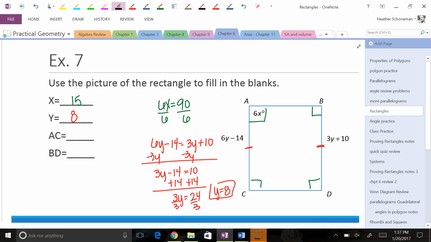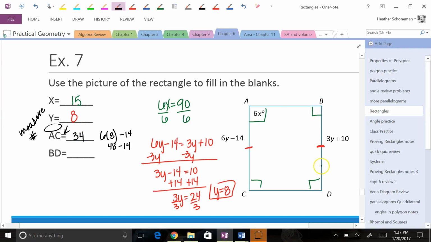Okay, but this is asking for more information. There's no bar and there's an equal sign, so they want the measure, or they want a number for the length of AC. Well, AC is this one over here, so I'm going to plug it in. So I'm going to take 6 times my y, which is 8, minus 14. Well, that's going to be 48 minus 14, which would be 34.